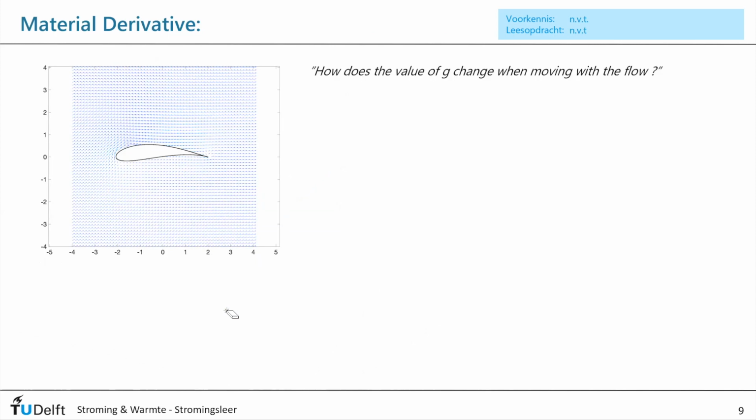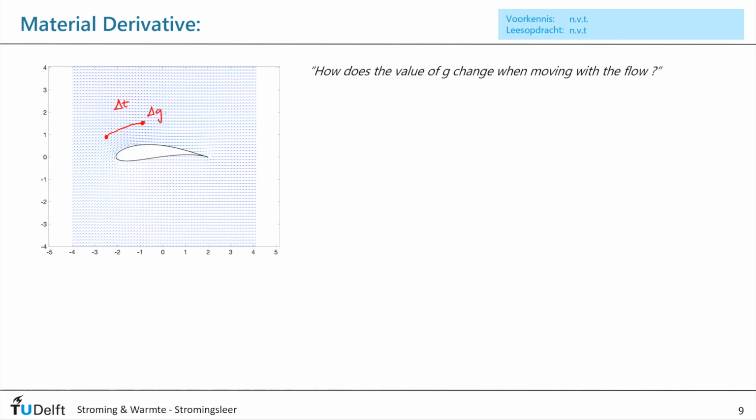Here is the question we ask. How does the value of g change when we are moving with the flow? Assume we are at this point and we follow a material element as it moves along with the flow for time delta t. How would the value of the temperature have changed over the time delta t?